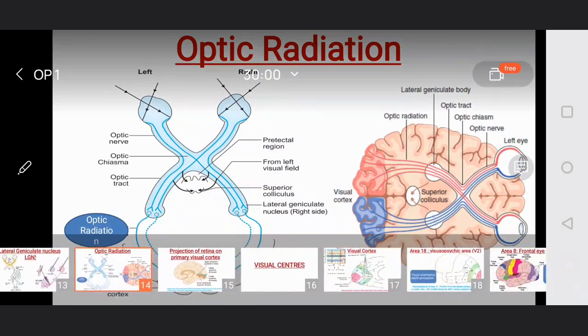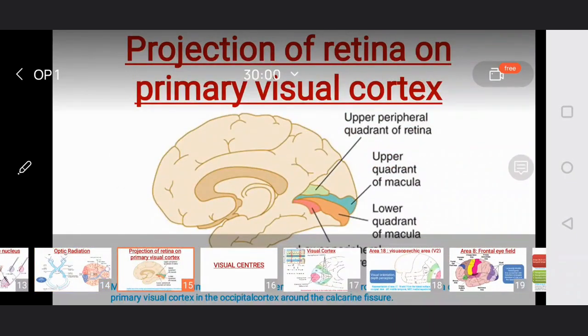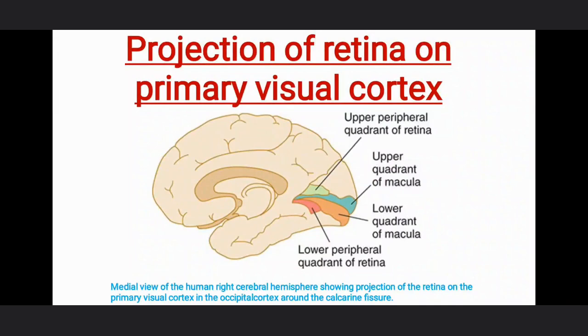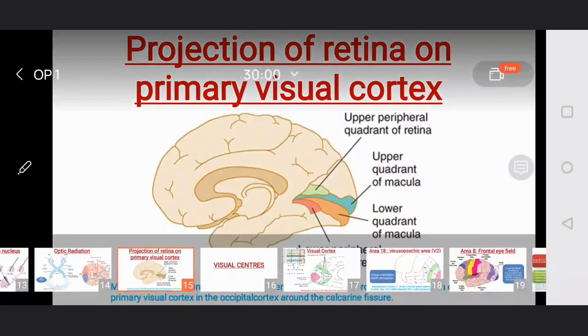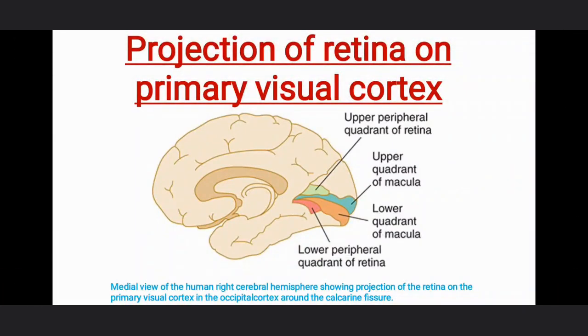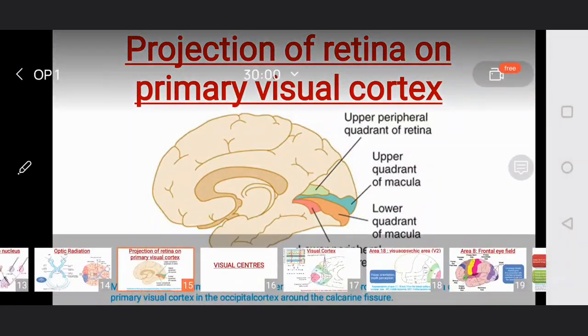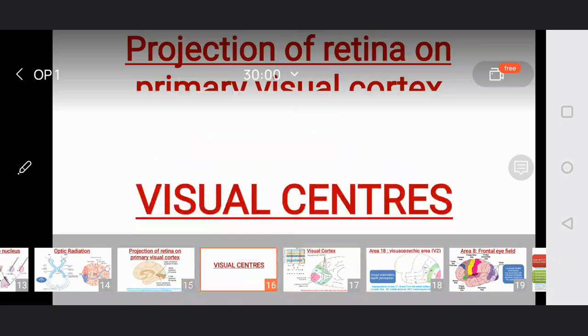Now coming to some of the projections of the retina on the primary visual cortex: the lower quadrant of the macula, upper quadrant of the macula, upper peripheral quadrant, and lower peripheral quadrant of the macula, in the occipital cortex around the calcarine fissure. Now we'll see another important part, the visual centers.